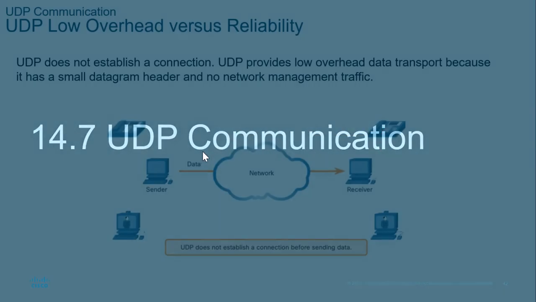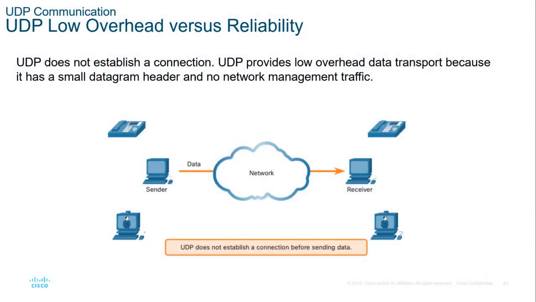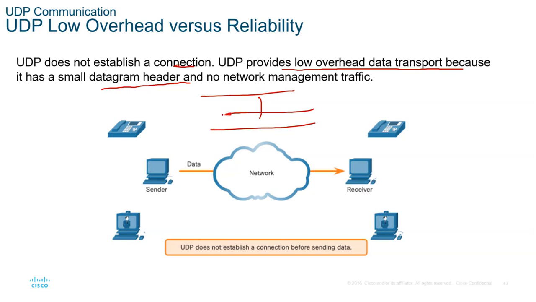So UDP communication does not establish a connection. It provides low overhead data transport because it has a small datagram header. You saw the TCP ones were large. Here it's just source, destination, and then we add length and checksum. Four fields.